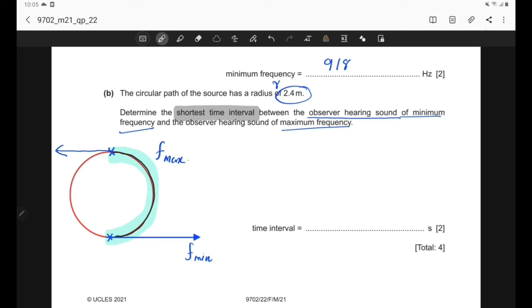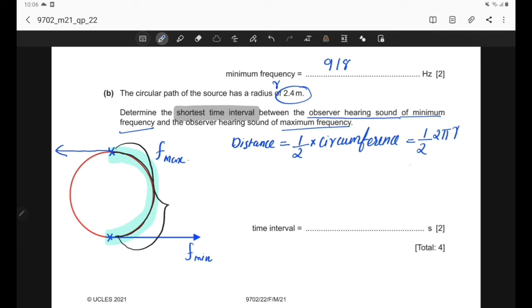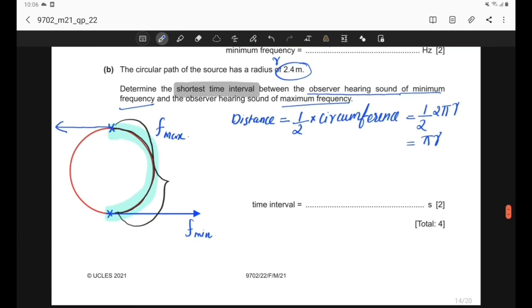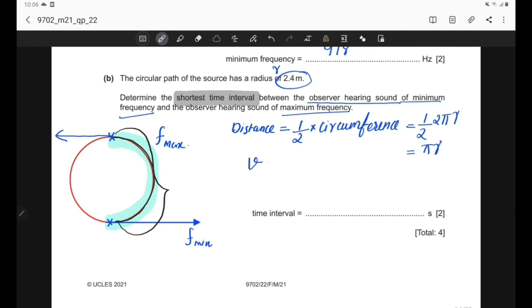these 2 points. By looking at the figure, we can understand it is a semicircle distance, so the distance between these 2 points is equal to half of the circumference of the circle, where the circumference equation is 2 pi r. So half of 2 pi r gives pi r. And the speed of the source is also given, that the sound source moves with a speed of 12 meters per second.